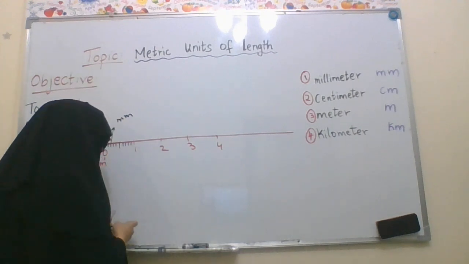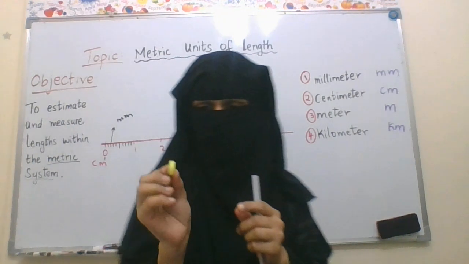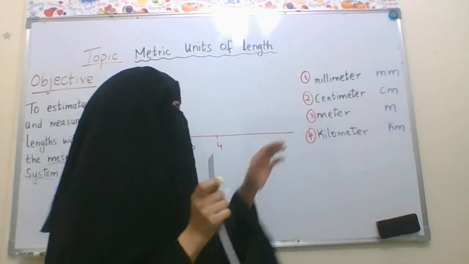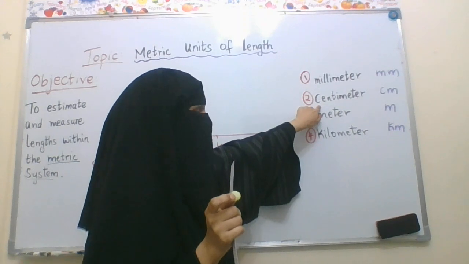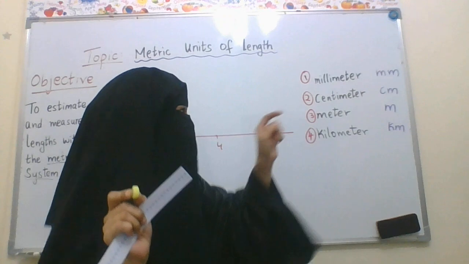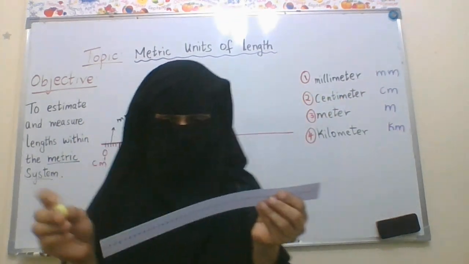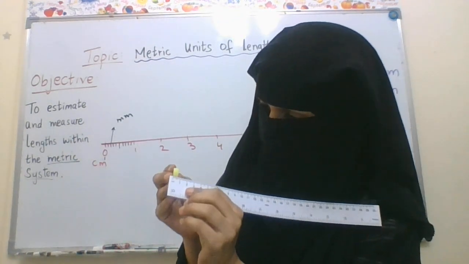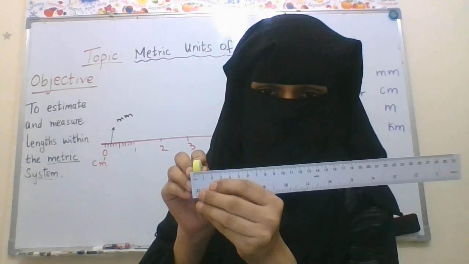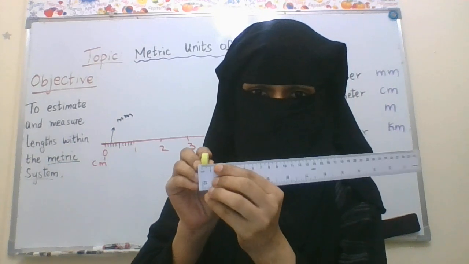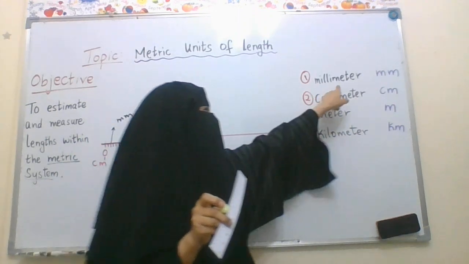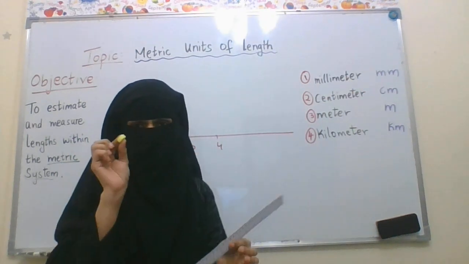Now, for measuring small things, such as the thickness of this eraser, which unit are you going to use, mm or cm? Since this is very small and tiny, I'm going to use mm. So starting from the first line, that's the 0, I will measure it. If you see properly, it's not on the number 1, it's just before the number. So I'm going to use mm for this.